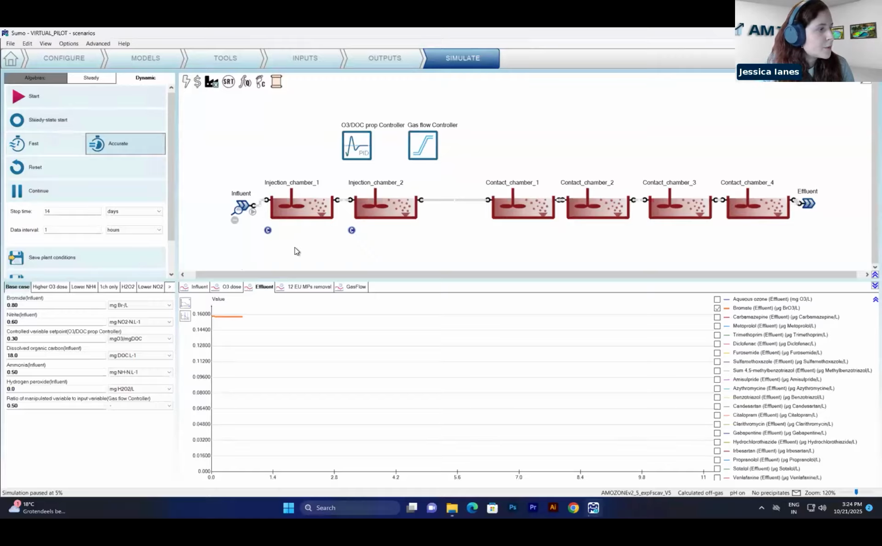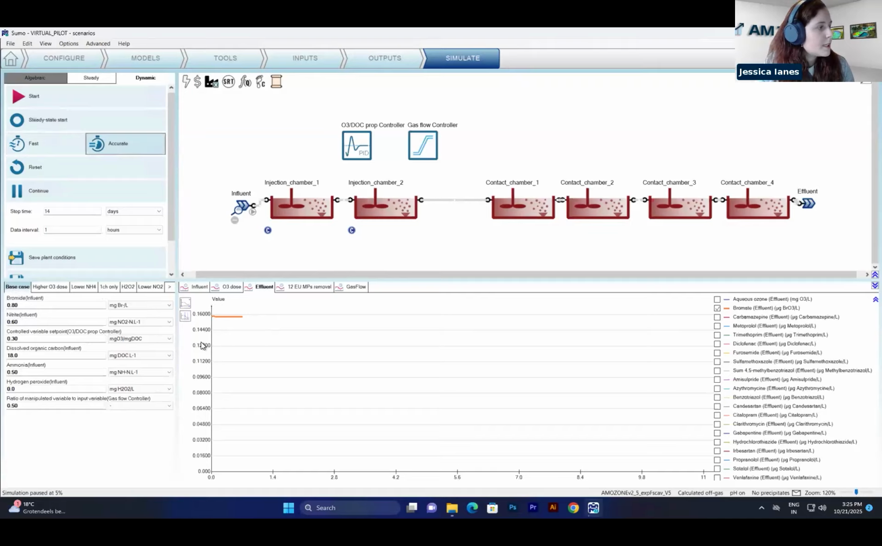What you can do with the virtual piloting here is perform different scenario analyses. We can start with the base case, for example, that you can see here already with the results for the bromate. And we can change different parameters that you can see here on the left. We can change the inlet water quality, like bromide, nitrite, ammonia, DOC, and also operational conditions, such as the ozone dose, but also you can choose whether to switch some chambers on or off.